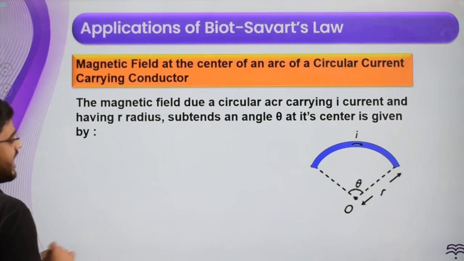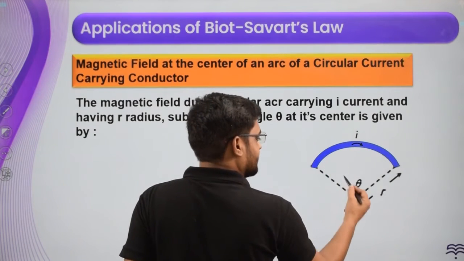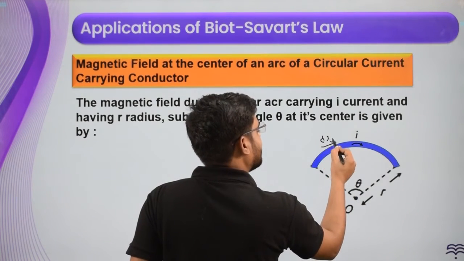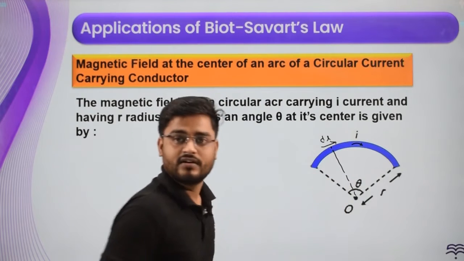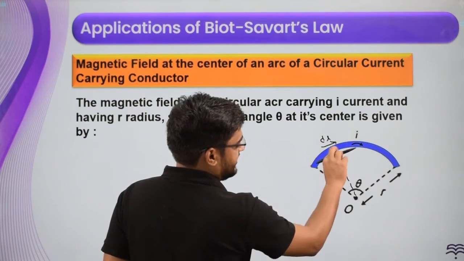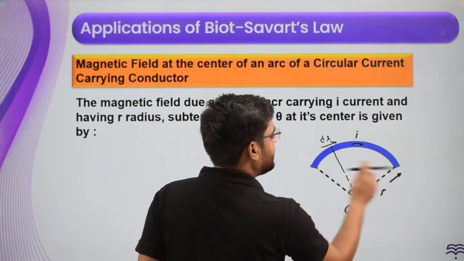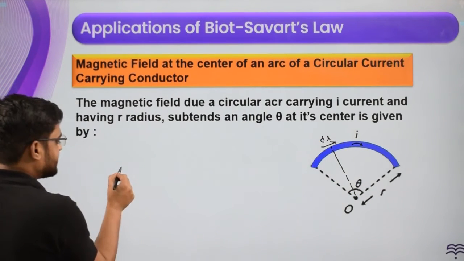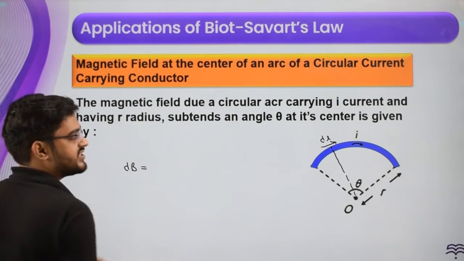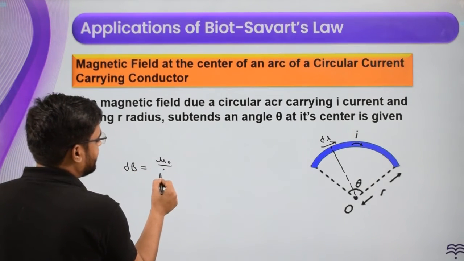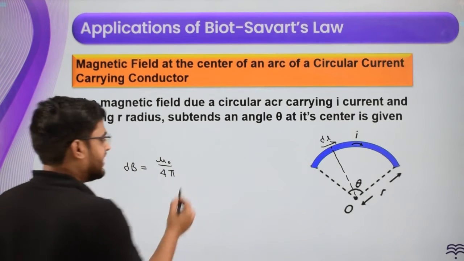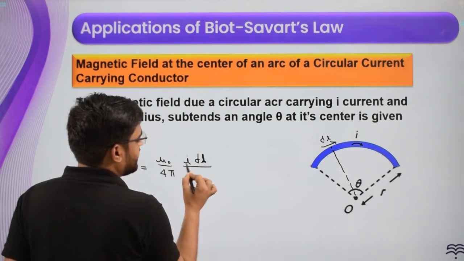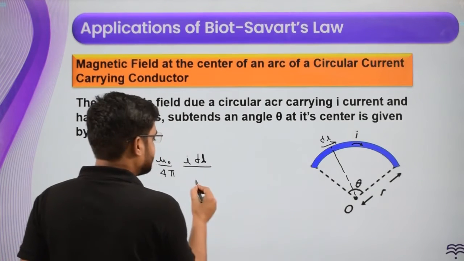What I am going to do is take a small element dl anywhere on the arc. So this is my dl, and due to that this is my r vector, right? The angle between dl and the r vector is 90 degrees, because dl is always tangential. I am writing the magnetic field due to that small element, dB, using Biot-Savart's law. It is mu naught upon 4 pi, I dl sin theta, and sin theta is sin 90, upon the distance squared. The distance is the same as the radius, so r squared.